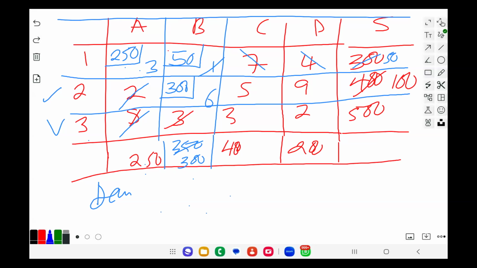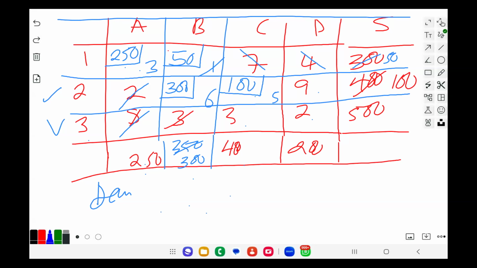Which one is the northwest now? No, we haven't done. There is still 5 here that has not been allocated. 5, 9, 2, 3. Understand? Okay, so the next one is 5. 5 is the northwest. And after this 5, how much are we allocating? I think 100. 100 we shall allocate, isn't it? It's smaller than 400. Okay?